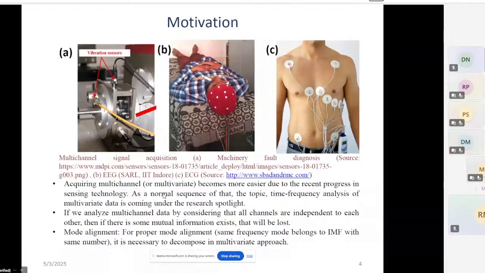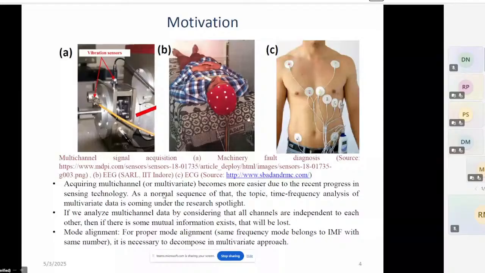The second example is EEG signal recording, electroencephalogram. We use an electrode cap on a subject's brain, and the number of electrodes determines the number of channels in the multi-channel data. The third one is ECG recording, electrocardiogram signal recording. The number of leads we put on the chest determines the number of channels in the multi-channel ECG signal. So these are a few examples where multi-channel data is available.